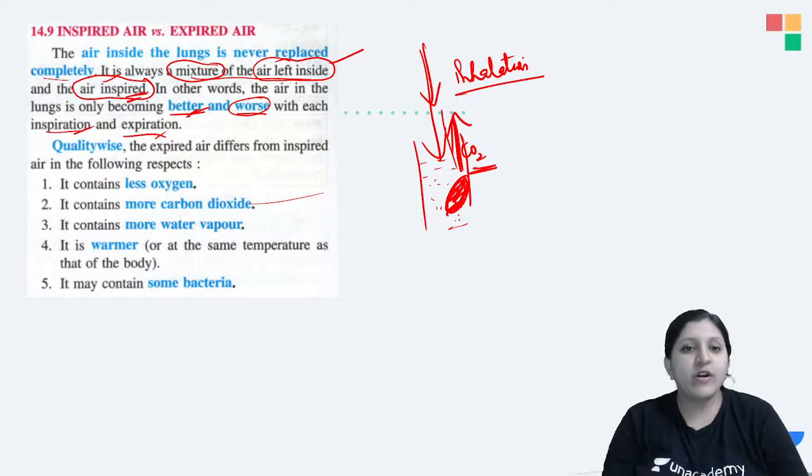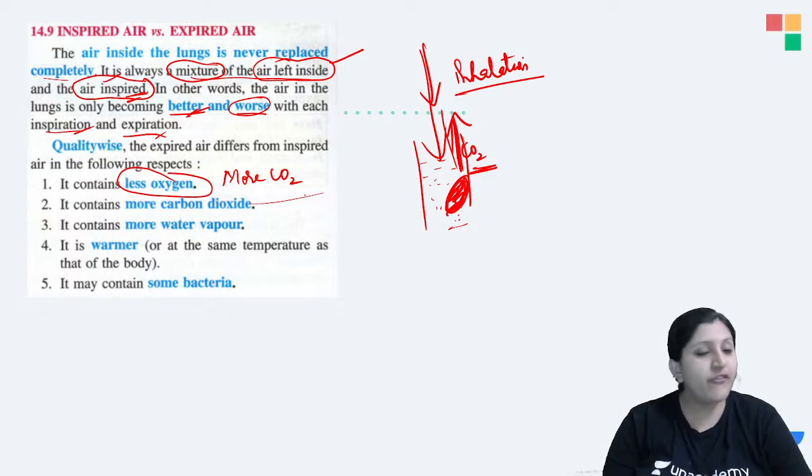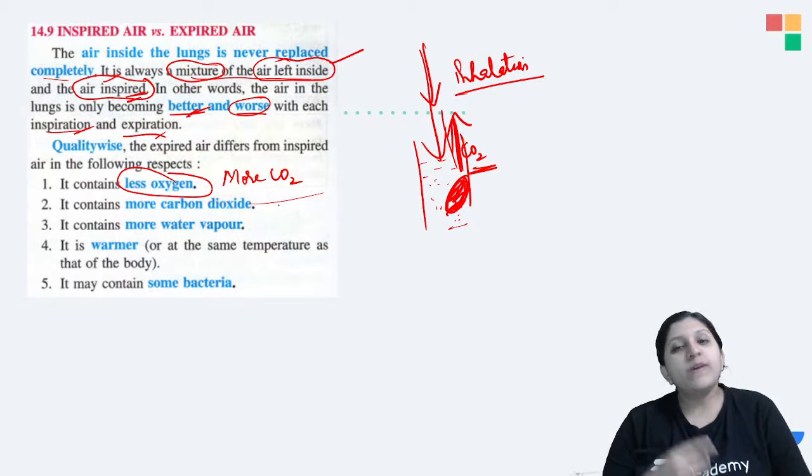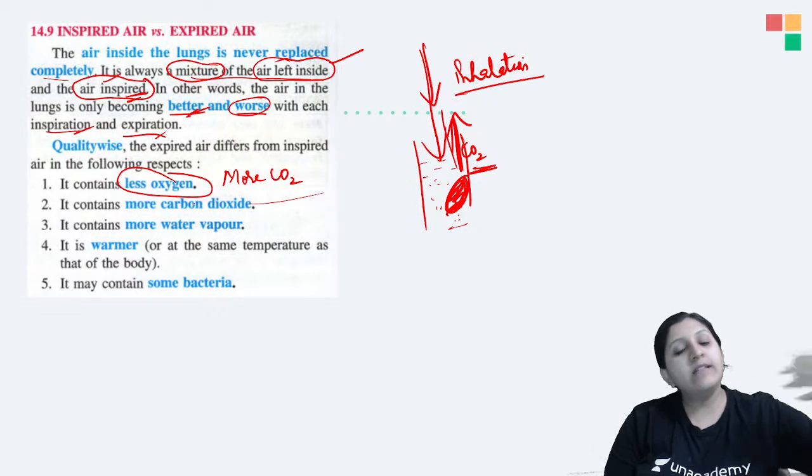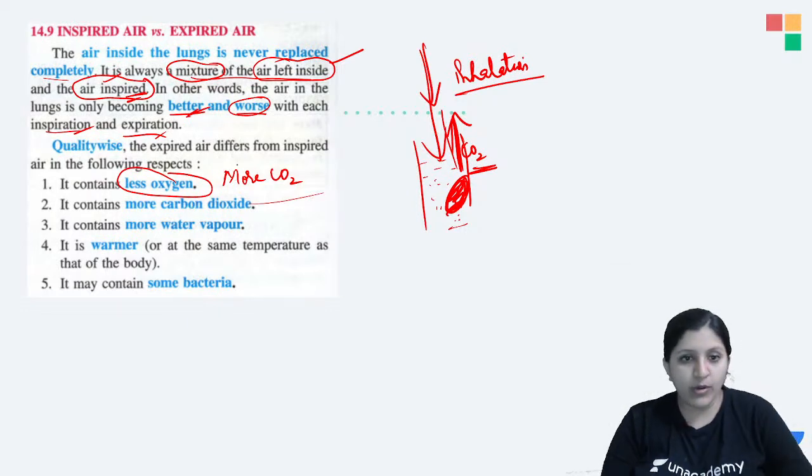So now if we are talking about expired air, it will have less oxygen and more carbon dioxide, because all the tissues have formed this carbon dioxide, right? Basically the blood is the one which will be carrying this carbon dioxide and it is given out. So it contains more carbon dioxide, less oxygen.